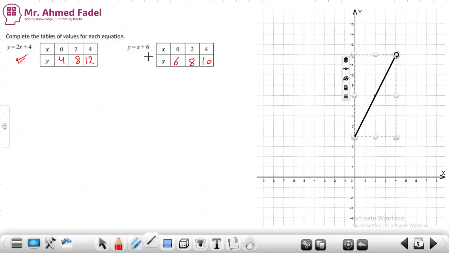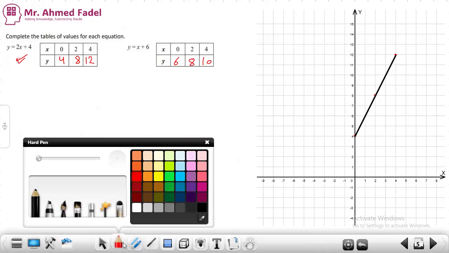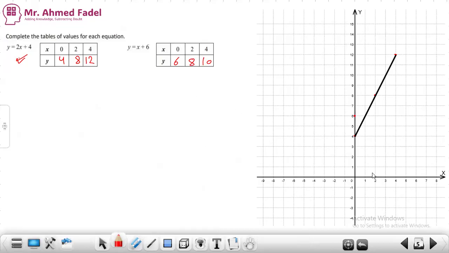All right. Now the next one, 0, 6. It is here. Now this is the second line. 0, 6 is here. 2, 8. So 2, 8 is here. 4, 10. So 4, 10 is here. Now, what are we supposed to do after that? We are supposed to connect them with each other. So I'm going to use this.